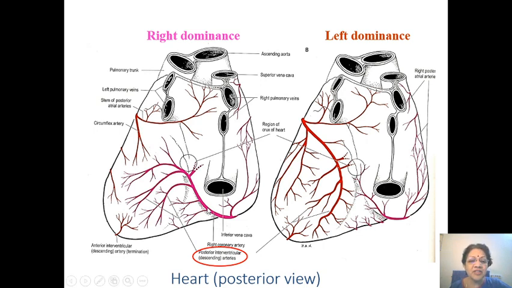So in right dominance, just to recap, this is again a posterior view. So this is the left atrium, this is the right atrium, and this is the right coronary main branch going into the back groove, the interventricular groove, and you have the right coronary artery giving the posterior interventricular descending artery. You must remember we are calling it descending because if you put it in anatomical position and just flip it backwards, then it is descending.